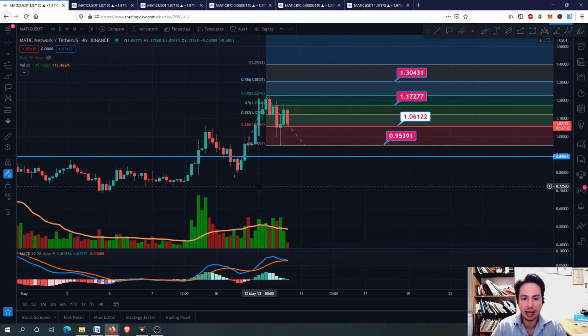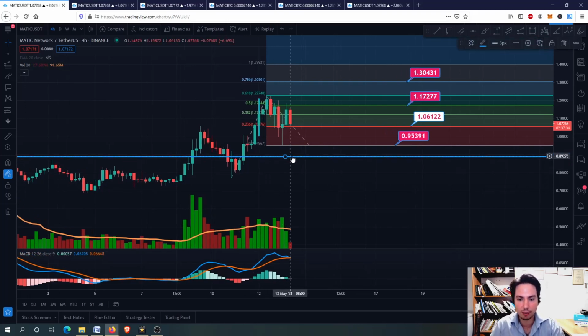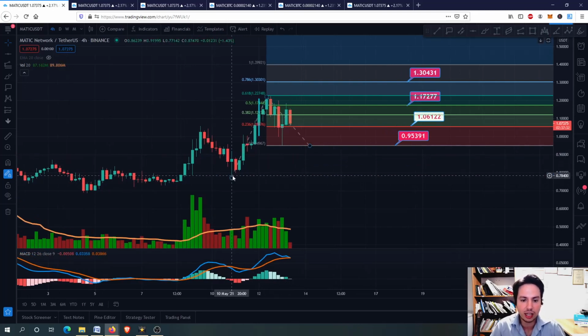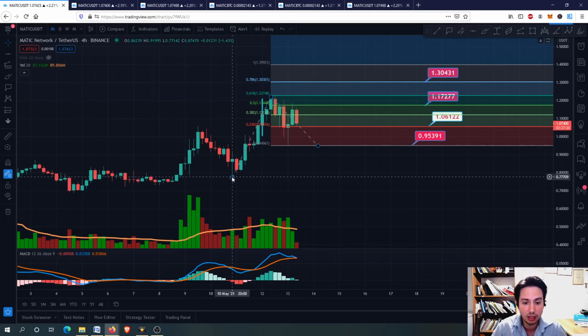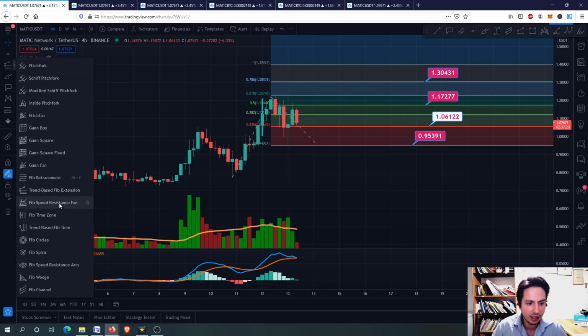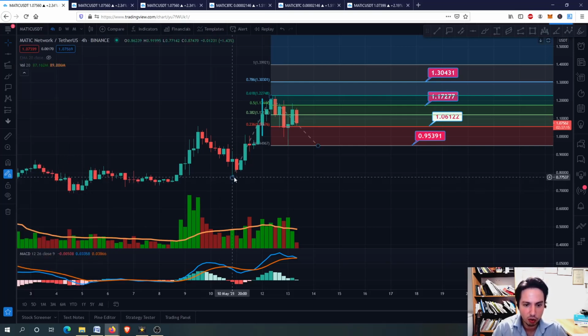So what I have done here is I've drawn the Fibonacci retracement level, Fibonacci extension level. Starting from this bottom here, you go to the top left of your screen, type TradingView, go into charts, third row, and click trend based Fibonacci extension. So you go in there from this bottom to this swing high down to this swing low right here.